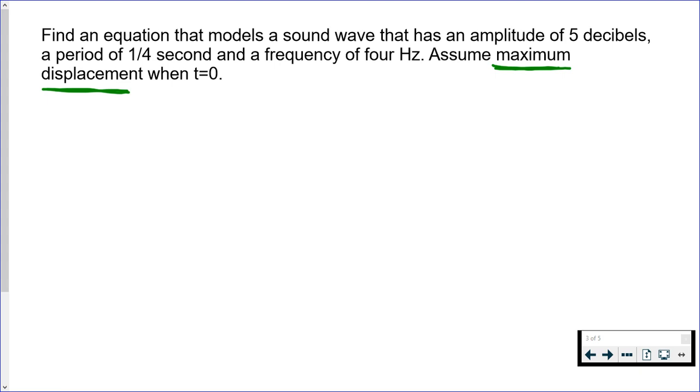Now, if it's telling us that this wave starts with maximum displacement, that means we're going to have a cosine function. If it said 0 displacement, that would be a sine function.